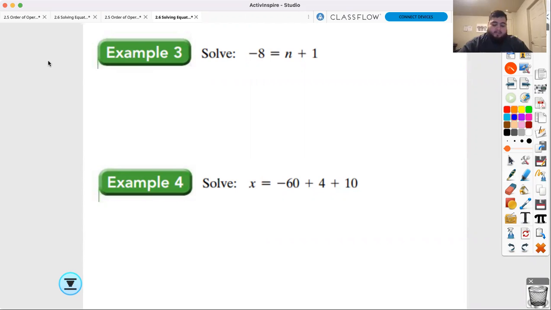All right, that was a 1 minute timer. Let's go ahead and look at example 3, class. So it wants us to solve -8 equals n plus 1.